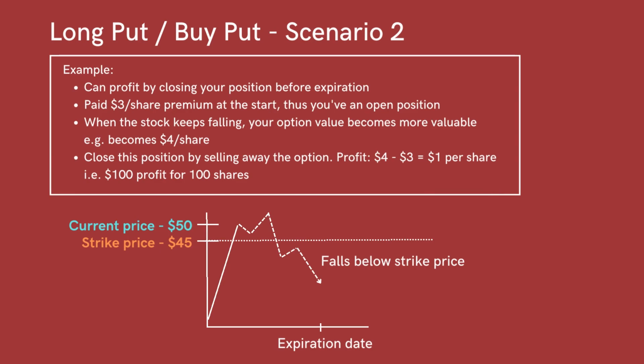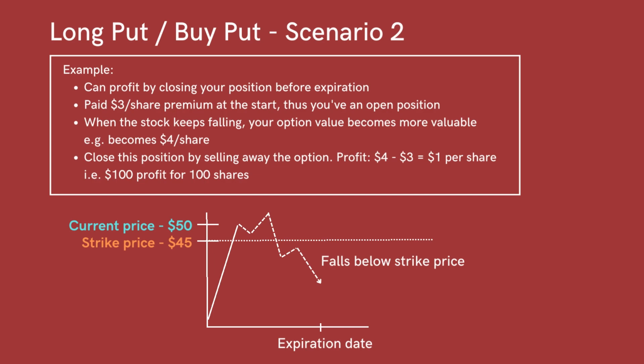Here's how it works. Remember, you paid a premium of $3 per share for this put option and you have an open position. So let's say the stock keeps falling and as a result, your option becomes more valuable. For instance, it became $4.